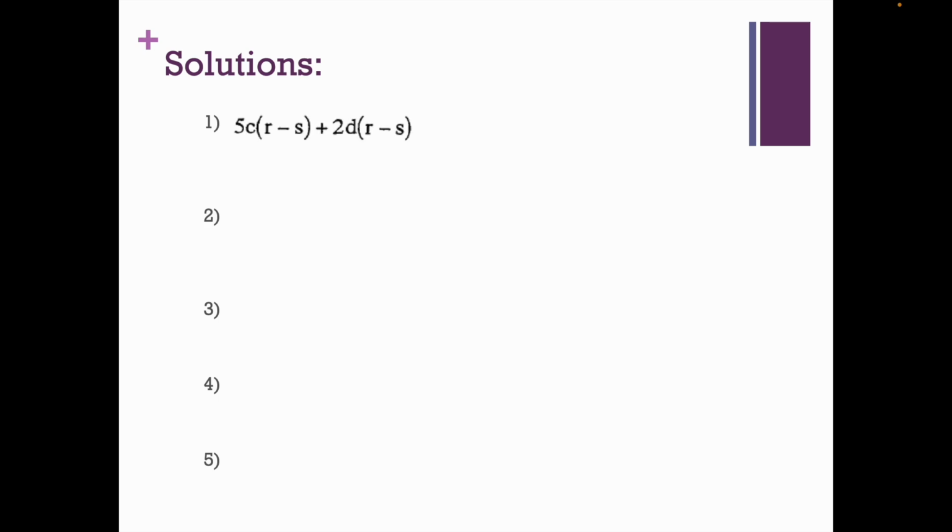For the first one, I've already removed the common factor for you. I've already removed the common factors 5c and 2d, and I've already given you the identical brackets r minus s. So all you had to do for this first example is create a new bracket with 5c and 2d, because these were the remaining terms, and then hook on the r minus s bracket to it.